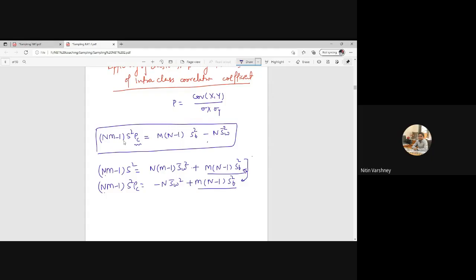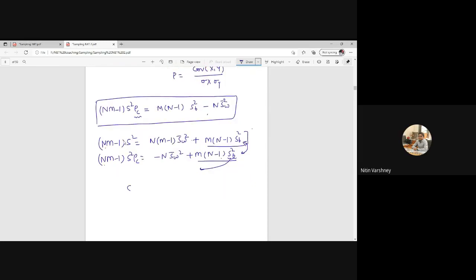So from this formula we can calculate SB square, that is between cluster variability. So from here I can calculate nm minus 1 S square times 1 plus m minus 1 rho c upon m square n minus 1. Directly they can ask this relation, or they can give the values and ask to find the value of SB square. Okay, so these two relations are important.